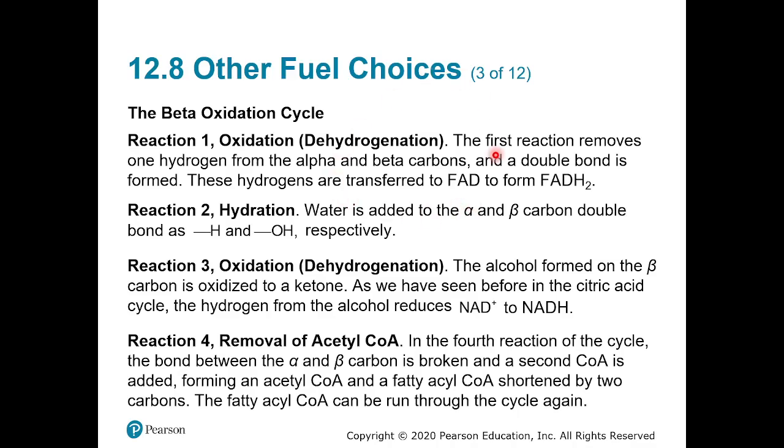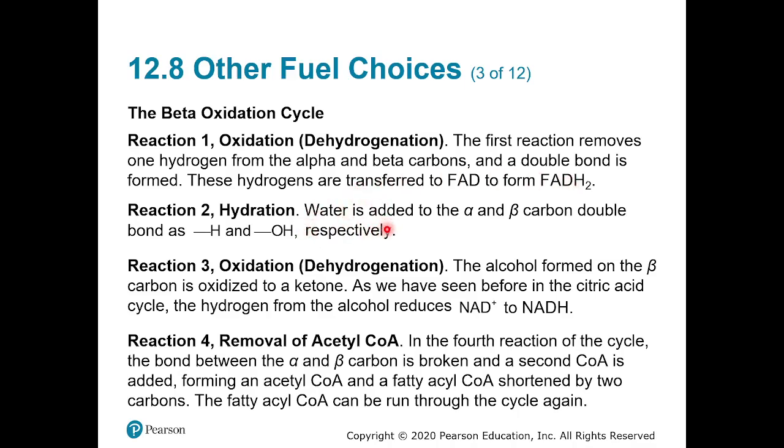And so reaction 1, you have oxidation. This is going to be another dehydrogenation, same as we have been talking about before with dehydrogenation. Remove 2 hydrogens across a bond to make a double bond. So this first reaction is going to remove 1 hydrogen from the alpha, 1 from the beta carbon, and this is going to form a double bond between the alpha and beta carbons. We're doing an oxidation, so we're going to reduce FAD to FADH2. That's going to be the reduced species.